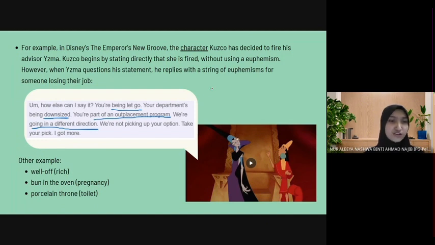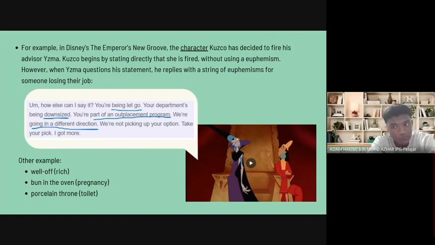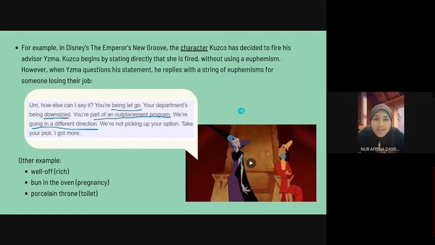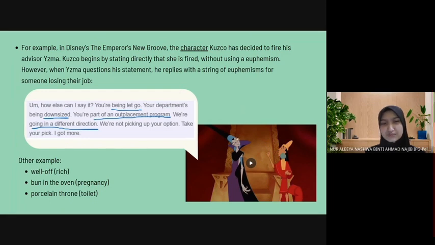Other examples: we use well off to replace the word rich, bun in the oven to replace the word pregnancy, and porcelain throne to replace the word toilet. Is it like idioms? Not really idioms. Bun in the oven is like you want to say something but you don't say it directly. Also like slang? No. Okay, let's take a look at this video, then perhaps you will understand more.